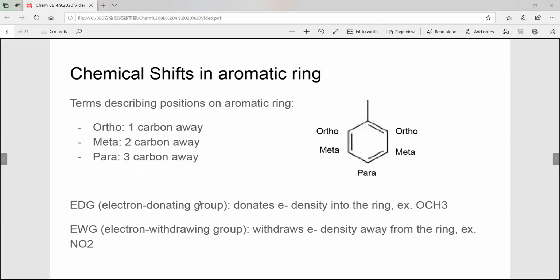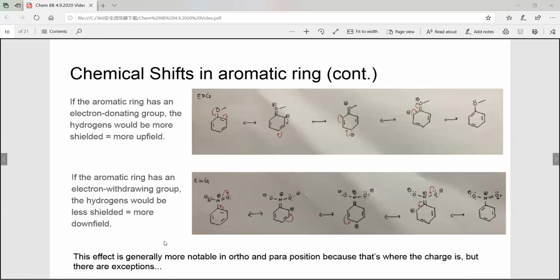EDG, electron donating group. It donates electron density into the ring, for instance, OCH3. EWG, electron withdrawing group. It withdraws electron density from the ring, for instance, NO2. If the aromatic ring has an EDG, the hydrogens will be more shielded, or more upfield. If the aromatic ring has an electron withdrawing group, the hydrogens will be less shielded, or more downfield. This effect is generally more notable in ortho and para positions, because that's where the charge is.